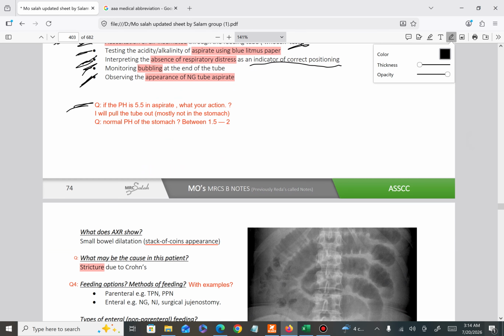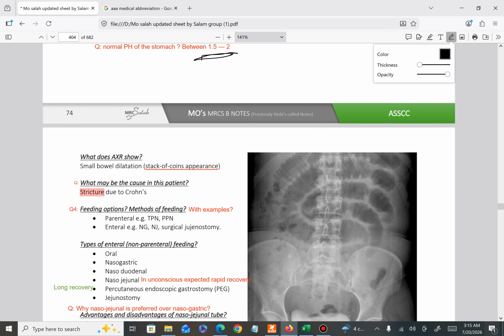Then this question, if the pH is 5.5 in aspirate, what will be your action? So as the pH of the stomach is between 1.5 to 2, and the pH is raised, it is not in the stomach, so just pull the tube out.